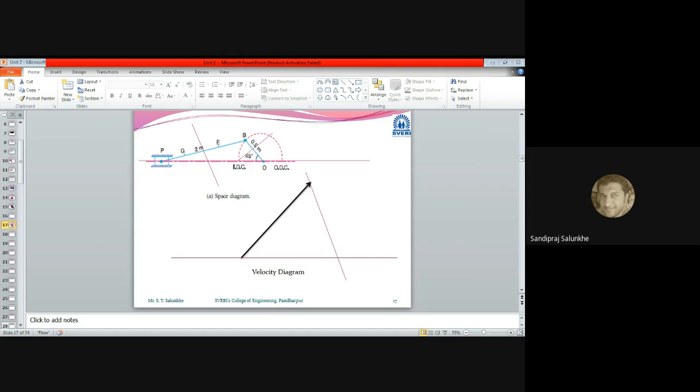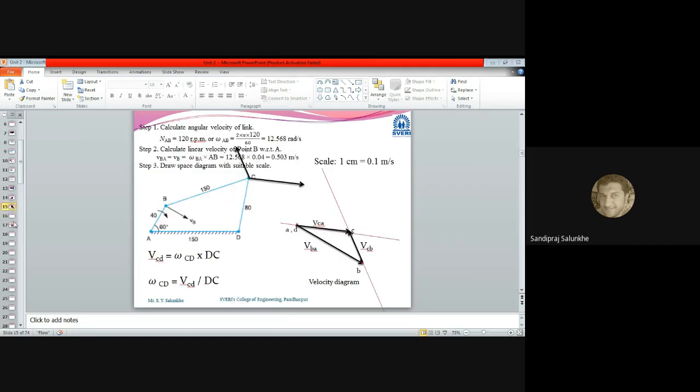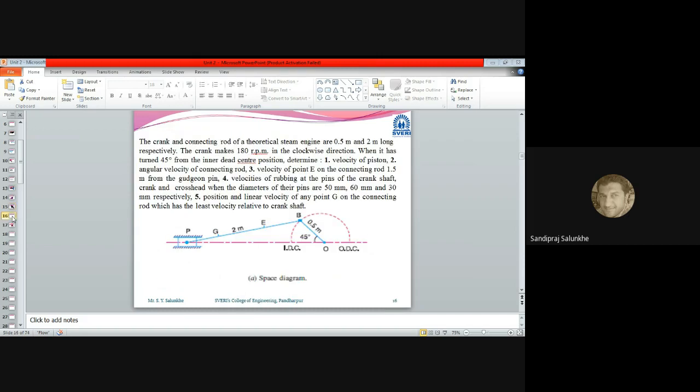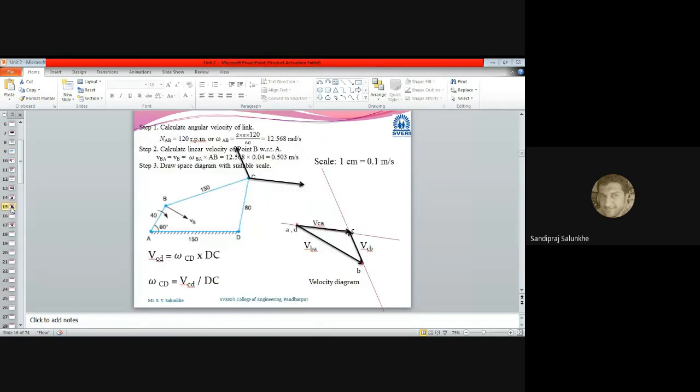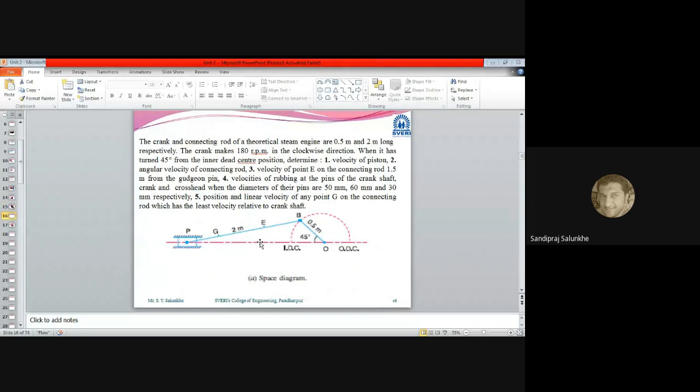We will start the lecture. In the morning lecture, we saw how to draw the velocity diagram for a given four-bar link mechanism by taking one example. Now here we are going to have one more problem which we'll solve, and we'll see how to draw the velocity diagram for this given mechanism. First I will read the statement, and later on we'll go further and see how to draw the velocity diagram of the given mechanism.